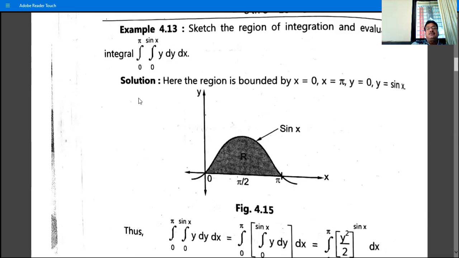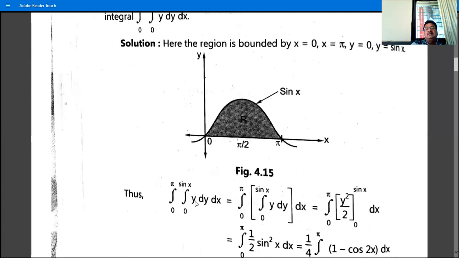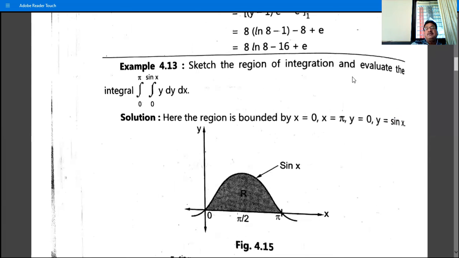Okay, so we consider the part above the x-axis, because y equals 0 means the x-axis, and x equals 0 means the y-axis, and x equals pi means this line. So the area bounded by all these four curves is this. Okay, this is the area, and then we evaluate.